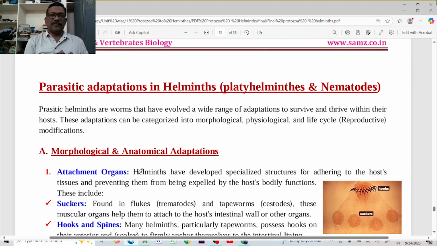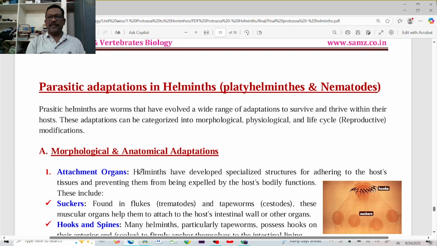So, the topic is the parasitic adaptations in helminthes, platyhelminthes and nematohelminthes. This is a very important topic because most of the platyhelminthes and nematohelminthes are parasites. They have to tolerate the harsh conditions in the host body and the outside environment. They have to adapt to tolerate these harsh conditions.